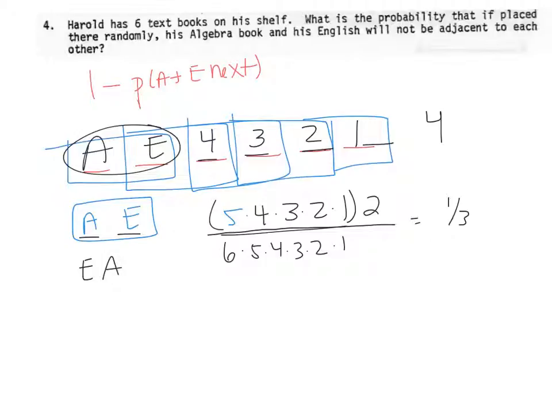So the probability that they are not next to each other is going to be 1 minus 1/3. Because remember that 1/3, that's the probability that English and algebra are next to each other. I want to know the probability that they're not next to each other. 1 subtract 1/3 will simplify to 2/3.